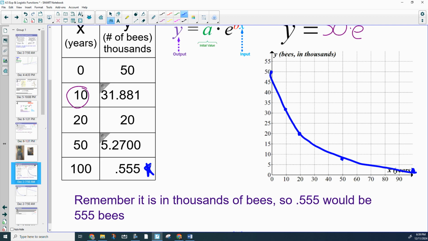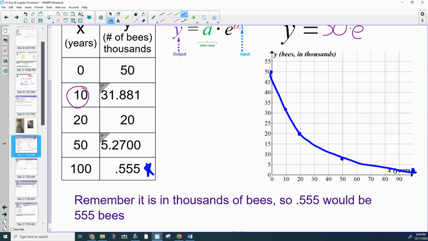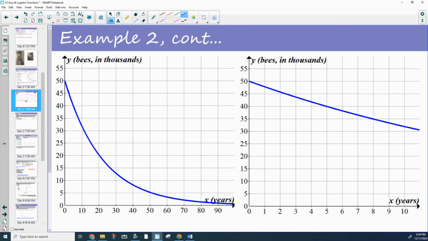So that is an example of the decay, which is what this graph right here is. This one is just zoomed in over the first 10 years. Seems a little more straight, but that's because it's only talking about that little piece right there.